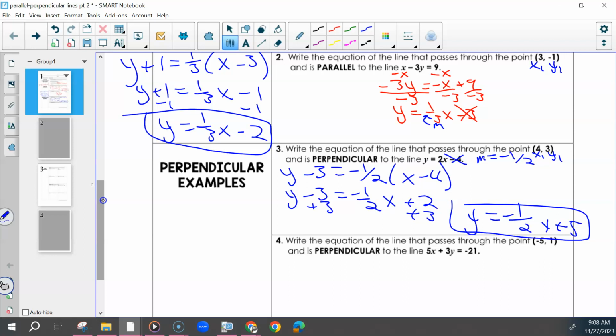We can see that these are perpendicular. They have negative reciprocal slopes. The y-intercept doesn't matter, and it goes through that point, which I'm going to show you how that works here in a second. Questions on that process before we do this last one?